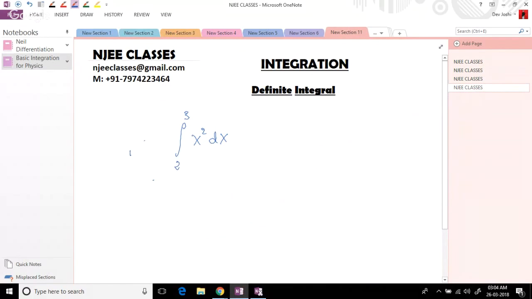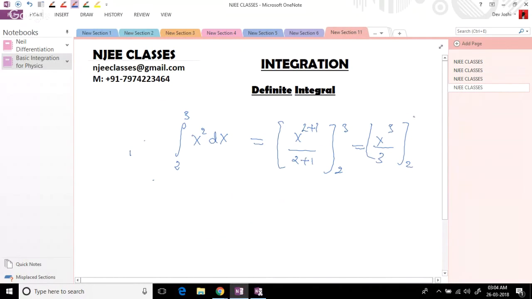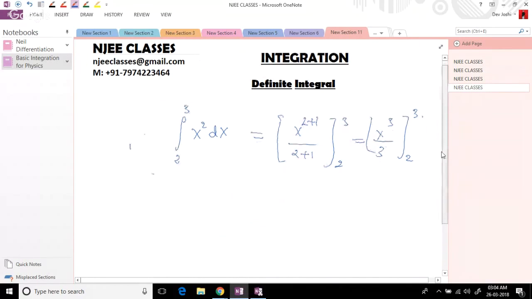To find this value, first of all you should just integrate as it is. What is the integration? x square is x to the power 2 plus 1 upon 2 plus 1 within the limits 2 to 3. So that is going to be equal to x to the power 3 upon 3 within the limits 2 to 3, right? So now how to solve this?